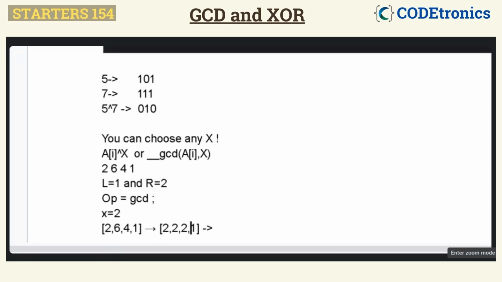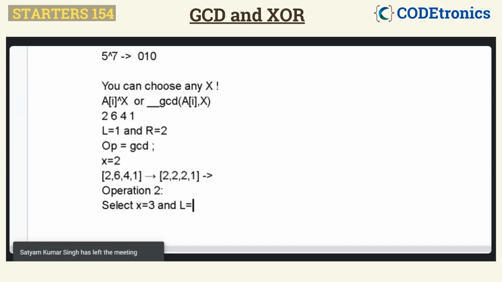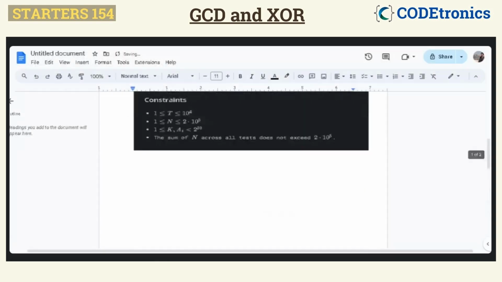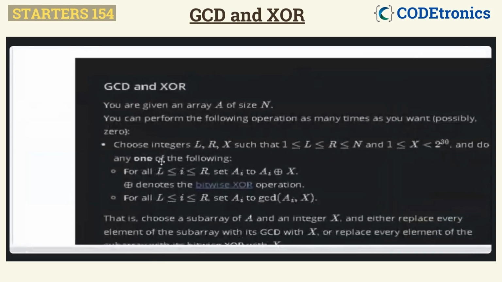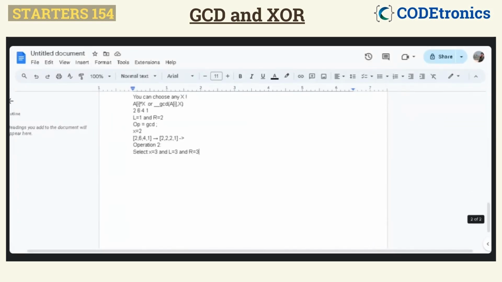Now if we further select, let's say we use the second operation, operation 2, and we select x is equal to 3, L is equal to 3 and R is equal to 3. You can note one thing, that in the question we can have coinciding L and R. So L and R can have the same number in itself.